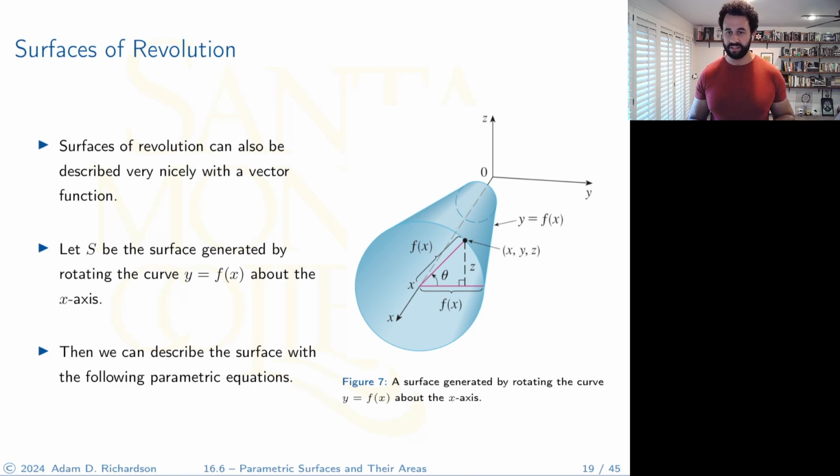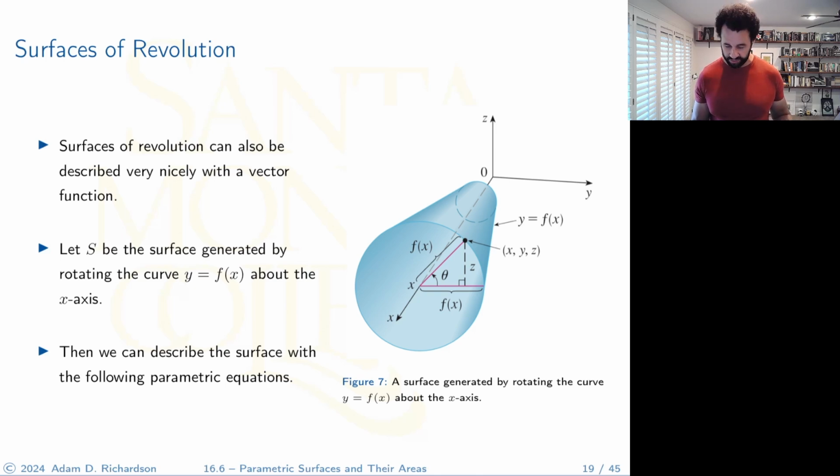All of that still applies, except now we're just going to describe these things using vector functions. That's it. So let S be the surface generated by rotating the curve y equals f of x about the x-axis. So this edge that you see here, that is the function y equals f of x, all right? So now what we need to do is describe that surface.